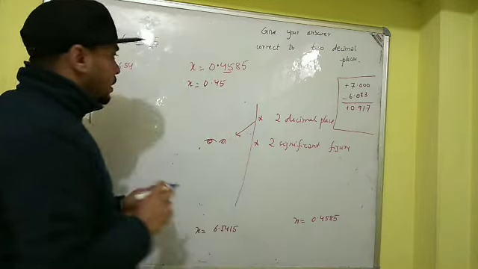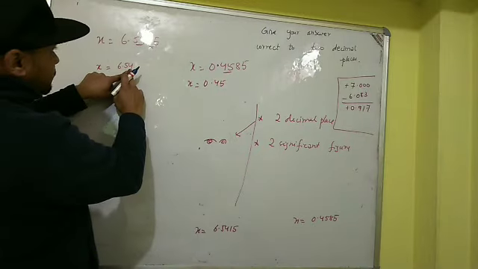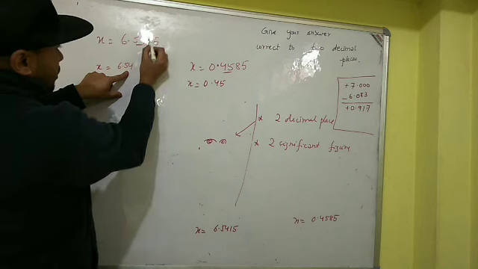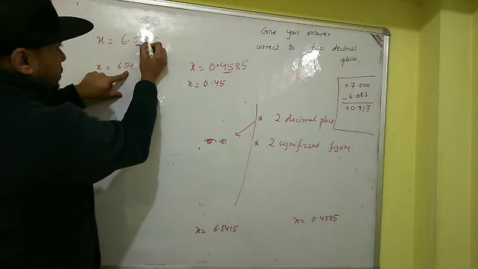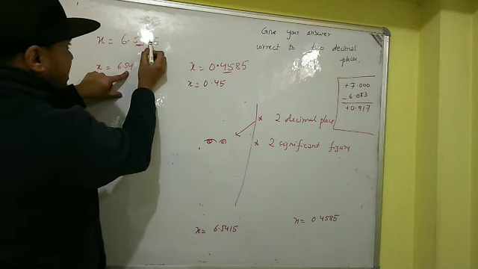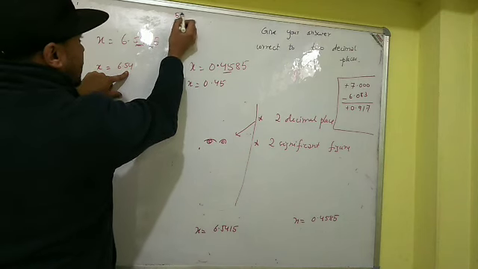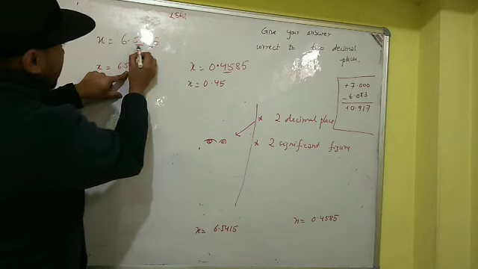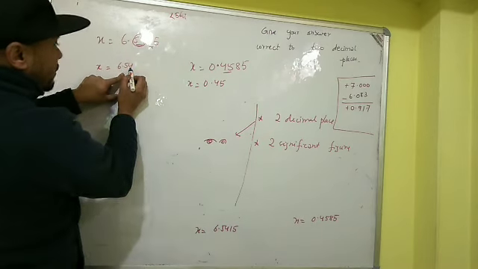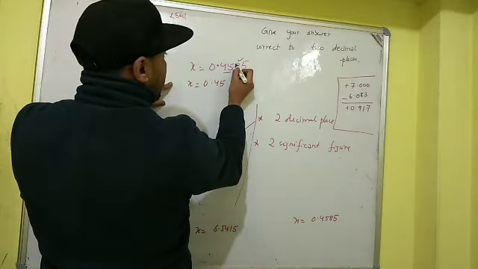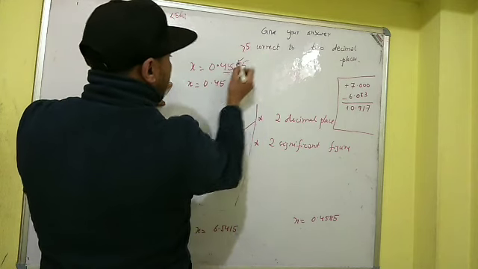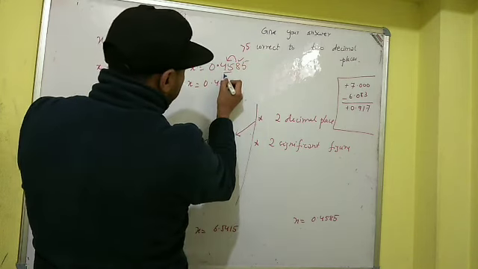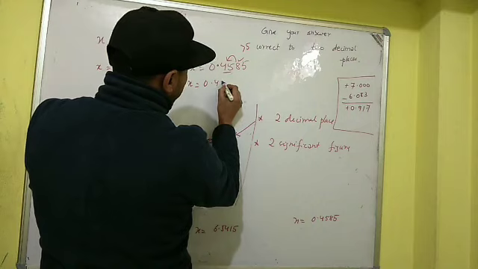Now, another important thing. If you look at this one, we have to take 2 values, but we have to see the third value also. If the third value is less than 5, then we take the same value, 6.54. Now, if the third value is more than 5, then we'll add 1 here. So that means this will be 0.46.